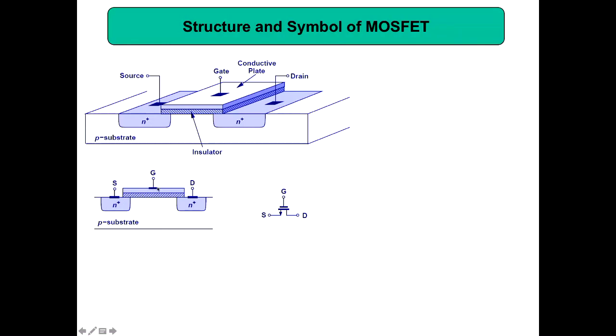If you compare with BJT, this is kind of your base. Equivalent of gate is base. Equivalent of source is emitter. Equivalent of drain is collector. And then this is a piece of substrate. So the representation is a little bit different.